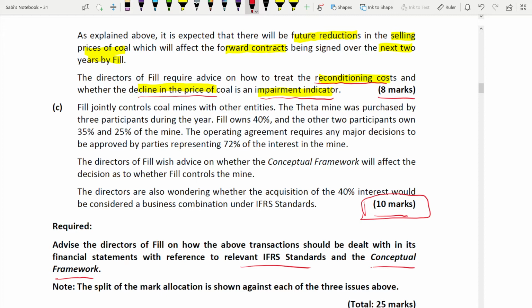So Phil jointly controls the coal mines with other entities. The Theta mine was purchased by the three participants during the year. Phil owns 40%, and the other two participants own 35% and 25% of the mine. The operating agreement requires any major decisions to be approved by parties representing 72% of the interest in the mine. If you add 35 and 25, it's 60%, and Phil owns 40%. They want 72% to make major decisions. The directors of Phil ask for advice on whether the conceptual framework will affect the decision as to whether Phil controls the mine. So this is about the control of an asset, a mine.